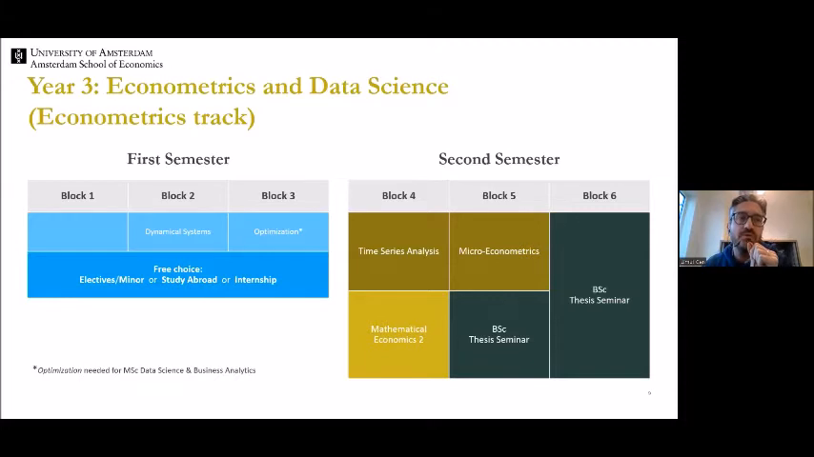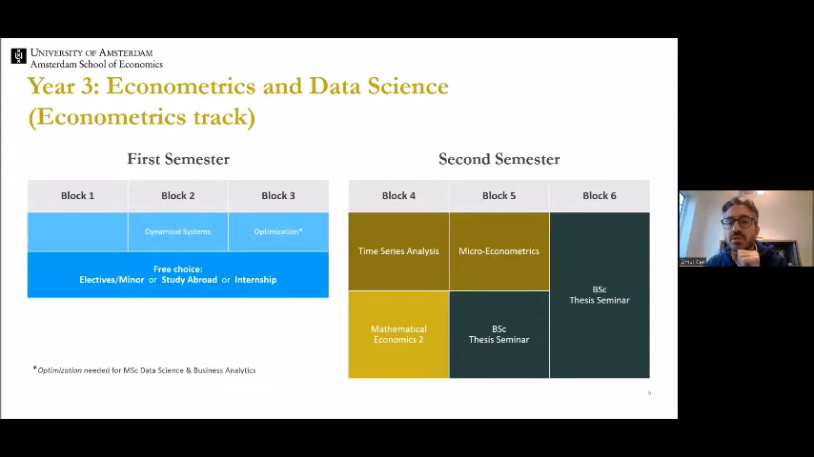And of course, if you do get into the program, before you start your third year, there will be information sessions of all sorts that will help you to make choices and to structure this first semester properly. The second semester is again mandatory courses, so the electives should be done by then.